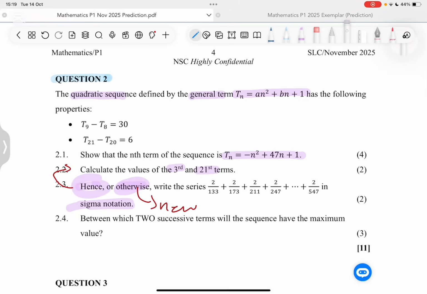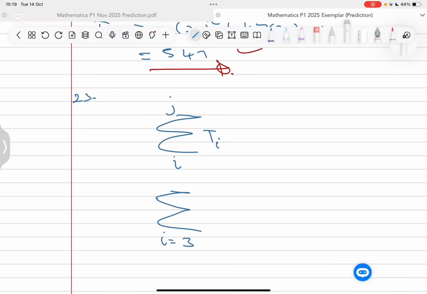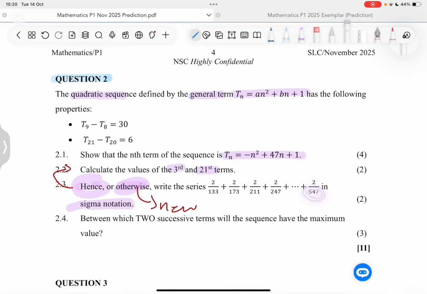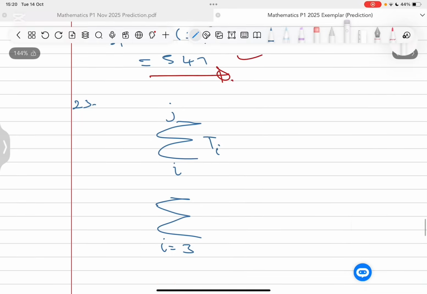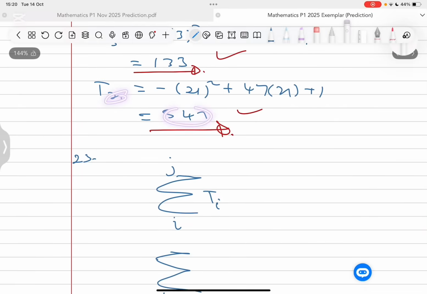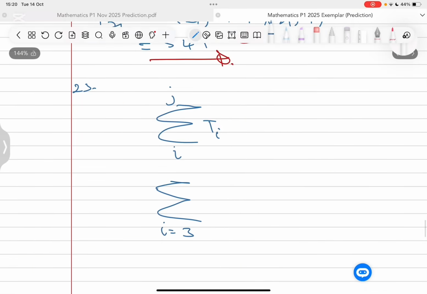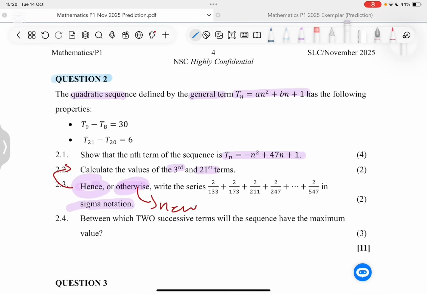And we are going to really end at i equals 21, because the last term here, the 547, occurs at T21. So it means we will end our terms at 21. But now how do we construct this? Well, we know that in this sequence, we always have a 2 as the numerator. It doesn't change. We always get a 2 here, a 2 here, a 2 there, a 2 there. But here at the bottom, we actually have this quadratic sequence.